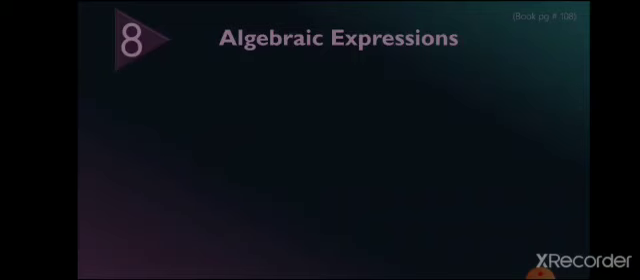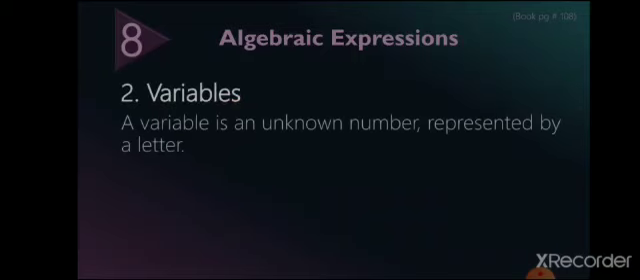Okay, so next is variables. A variable is an unknown number represented by a letter, like this. Like look at this expression, it's 4y. So it can be written as 4 multiplied by y, means this y is the variable in this one. And a variable is a symbol used to represent one or more numbers. A variable is a quantity which can take various numerical values.